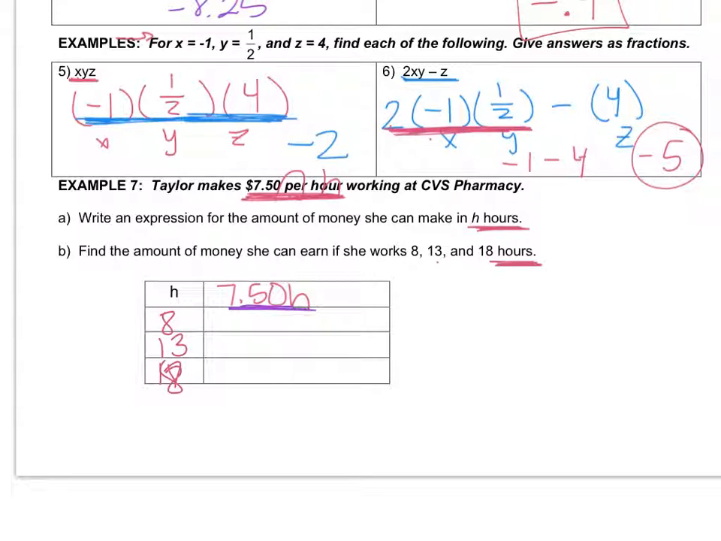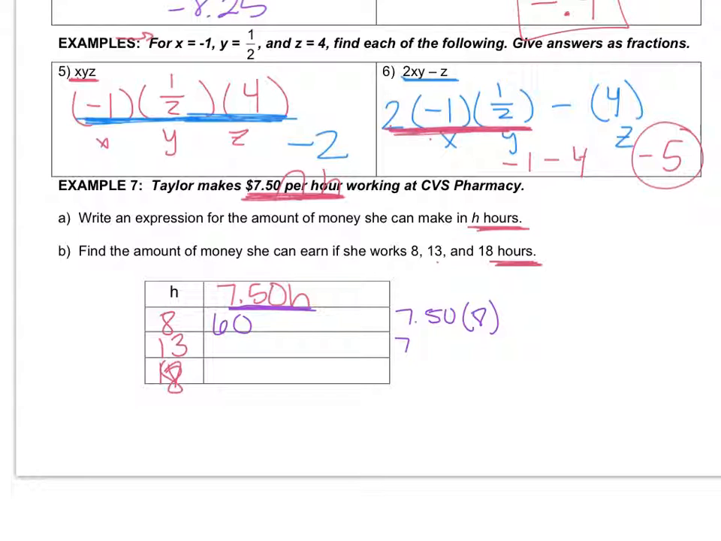Okay, so if we're looking to find the value that she earns, we're taking our expression. I know that I'm multiplying these values. So I'm going to take 8 and multiply it by 7.50 to get the first value that I can make. And then I'm going to take 13 and multiply it by 7.50. So on the first one I have 7.50, and if you want to show your work to the side, that would be a good idea. So you have 7.50 times 8. If you work 8 hours and you make $7.50 an hour, you're going to make $60.